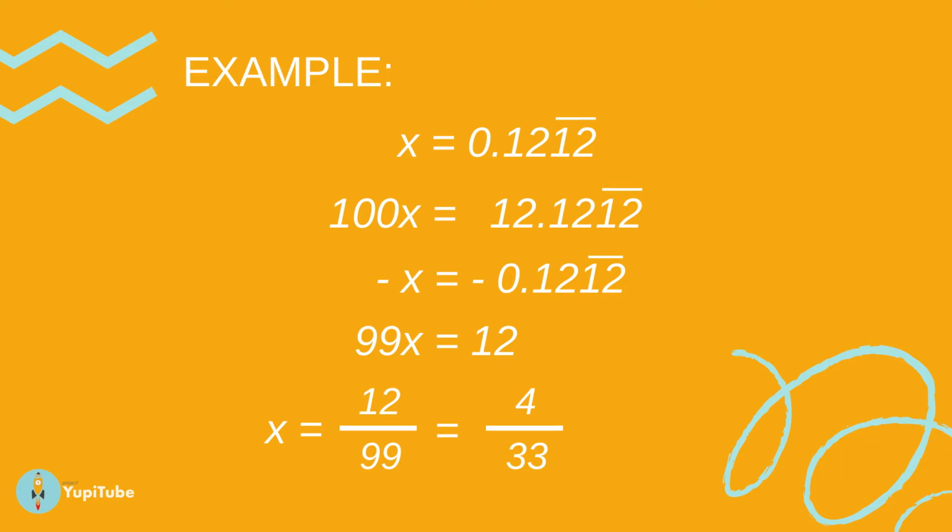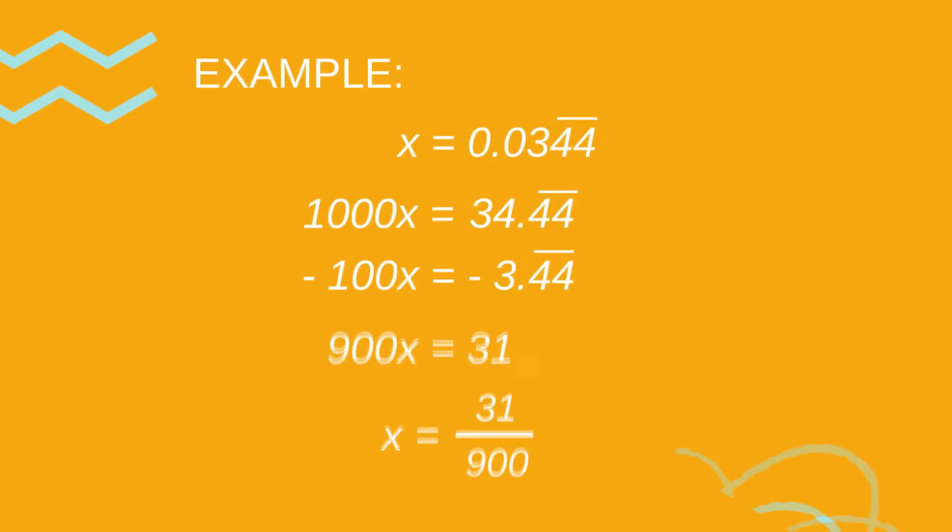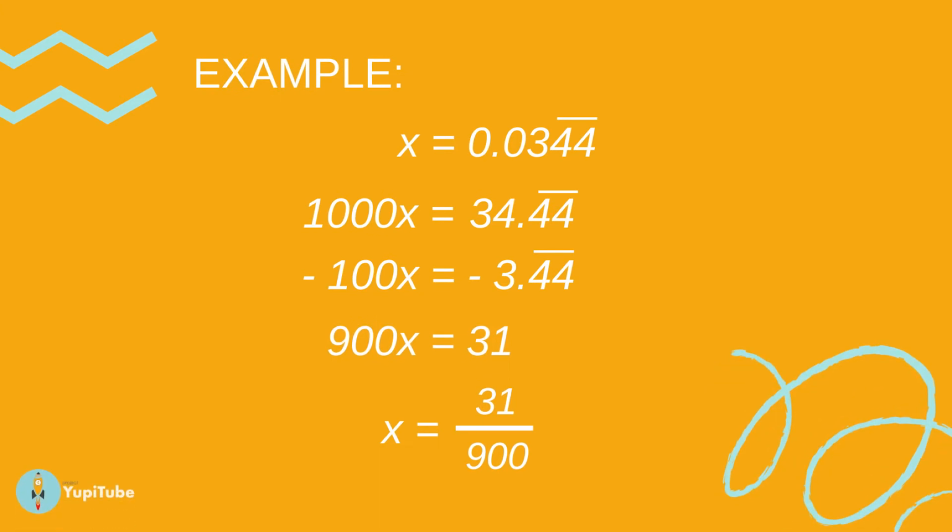Here's another example. 0.0344 continuing. x is equal to 0.0344. We will multiply it by 1000 because it is where the pattern 444 starts. So 1000x is equal to 34.44. Now let's subtract to eliminate the repeating part.